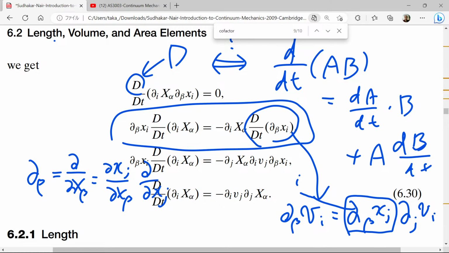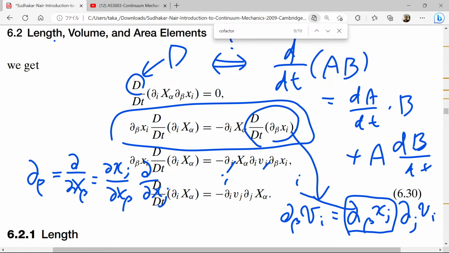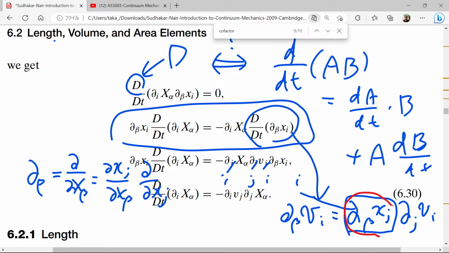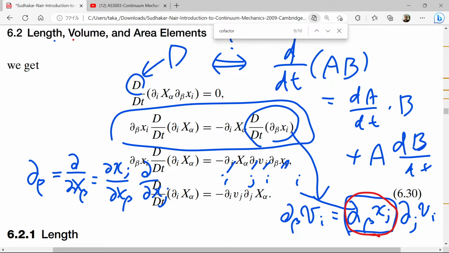I think this is a typo. I would say this is a typo. So j should be i, and i should be j. Let me change color. Alpha, partial beta x_j. Okay, here is another thing. I should be j, I think.